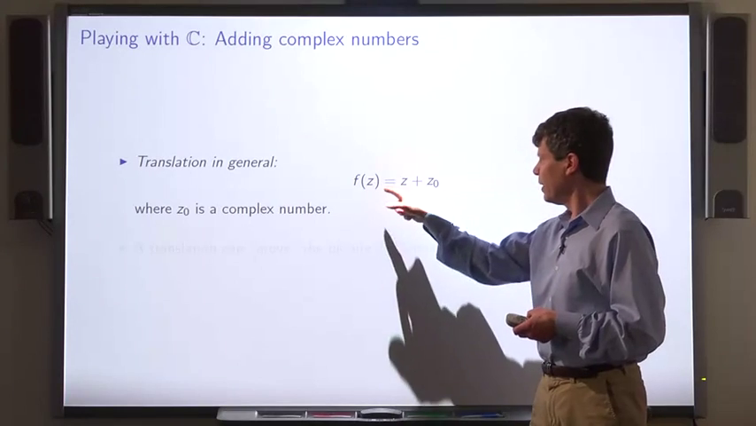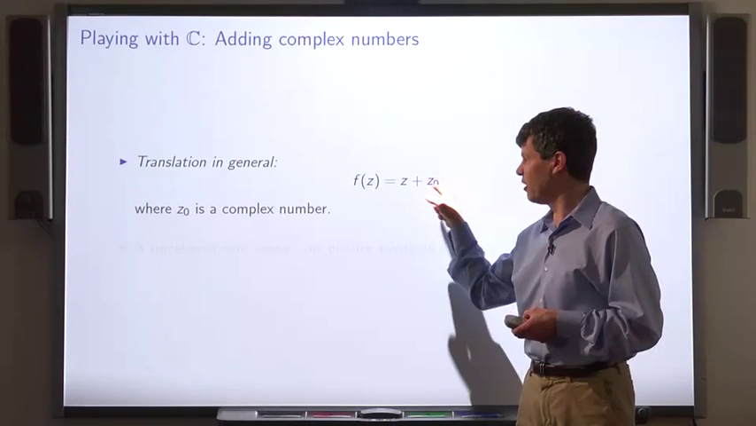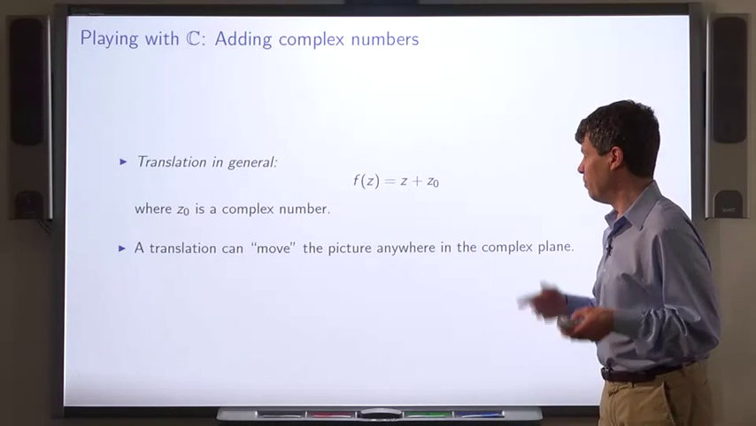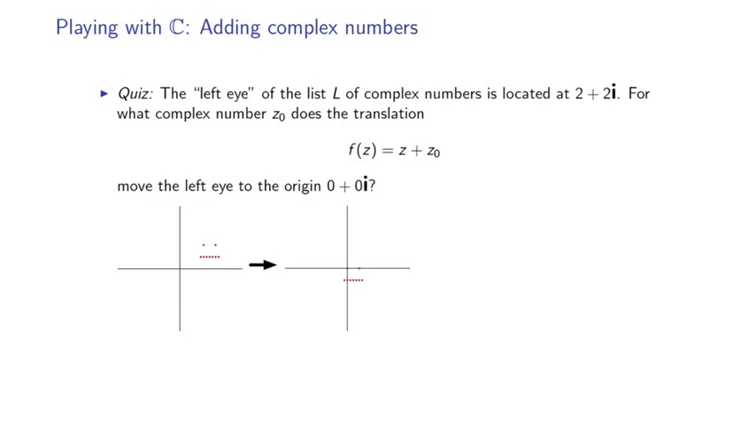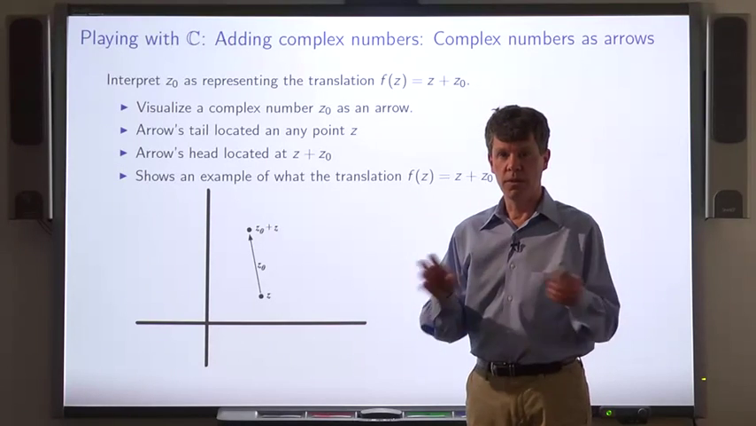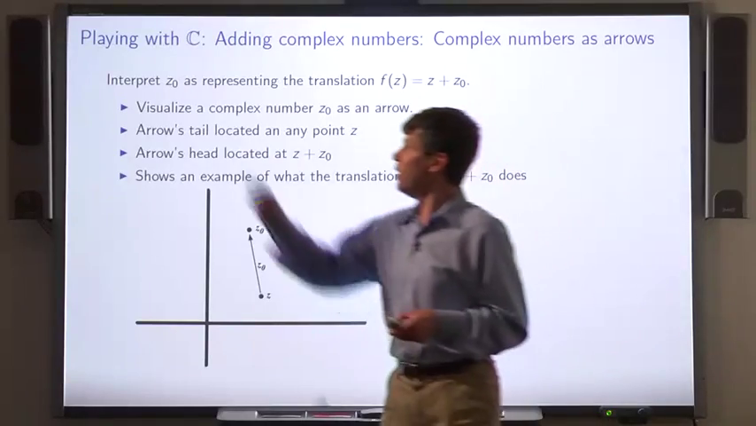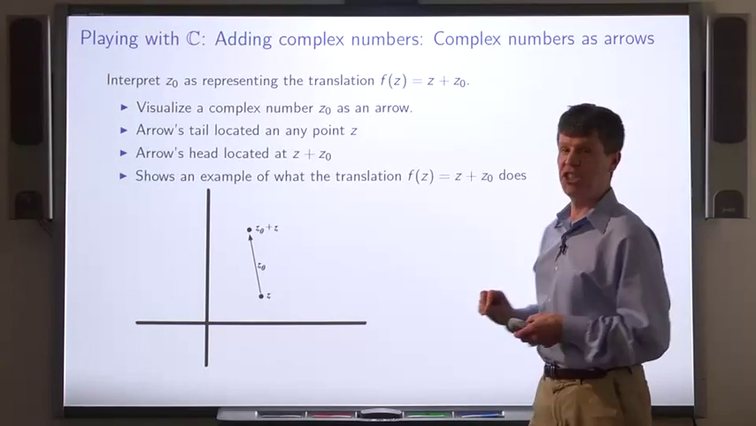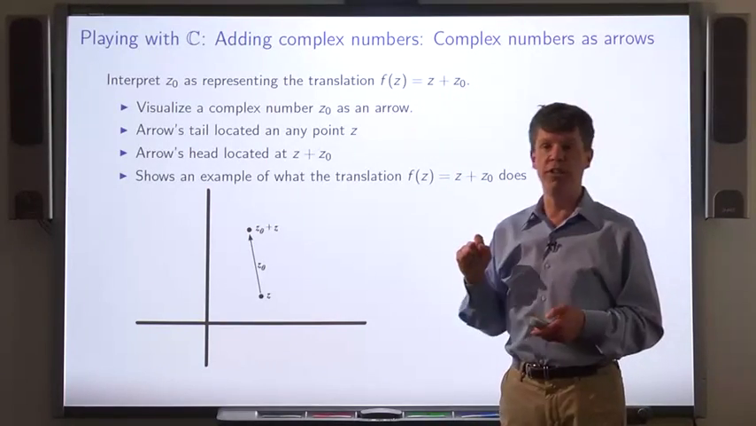Given the input, it adds a complex number z0 to the input. And a translation can move the picture anywhere in the complex plane. All right, so we can interpret the complex number z0 as representing the translation that adds z0 to the input.